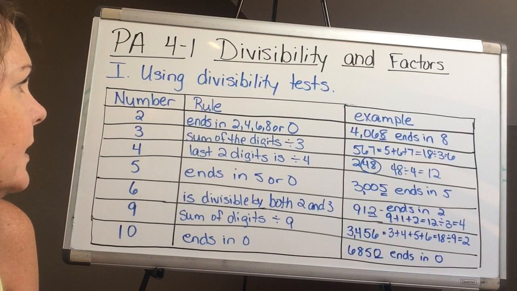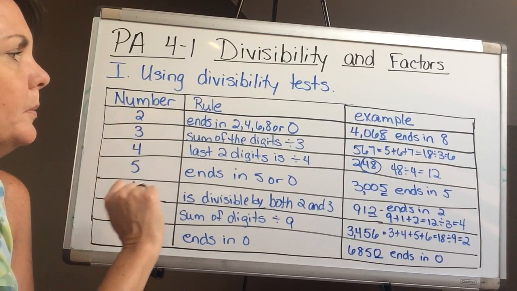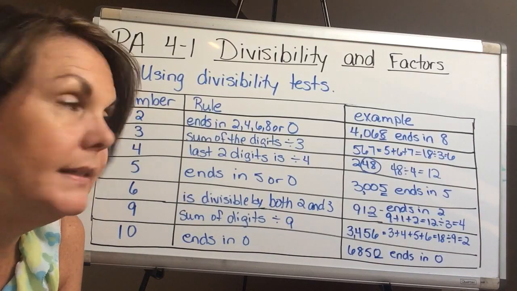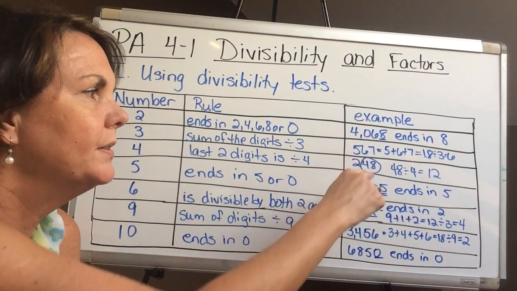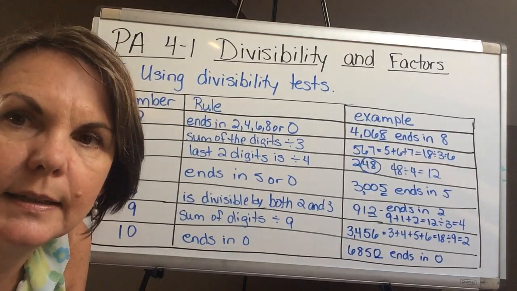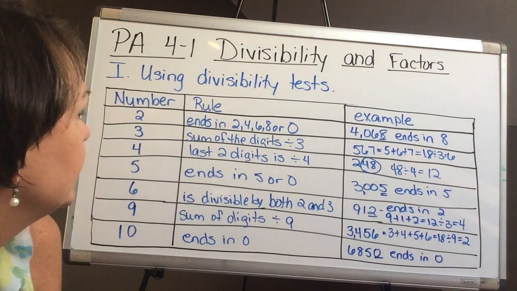Let's take a look at number 2. A number is divisible by 2 if it ends in a 2, 4, 6, 8, or 0. An example of that is the number 4068. It's divisible by 2 because it ends in an 8. It has to end in one of those digits.